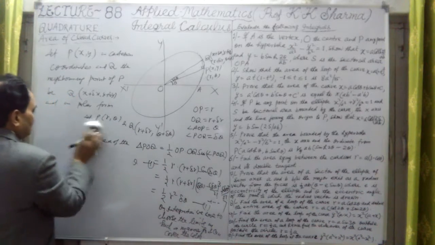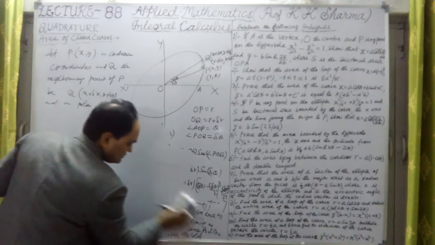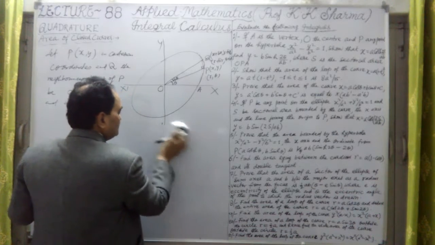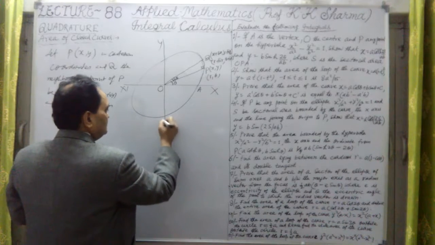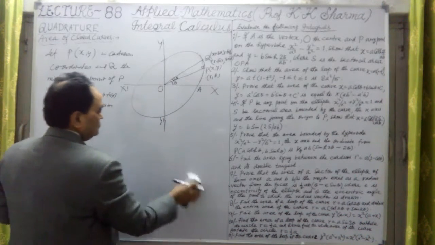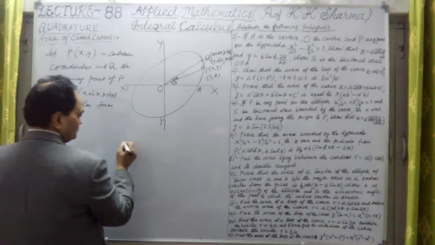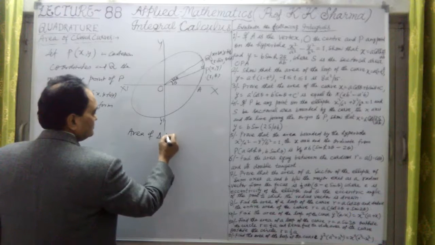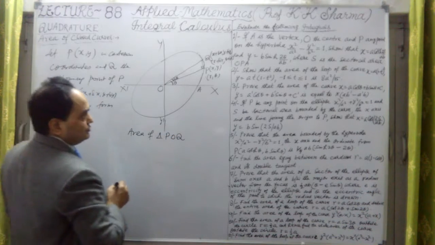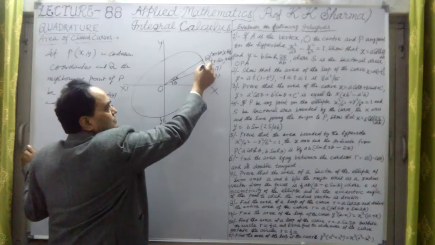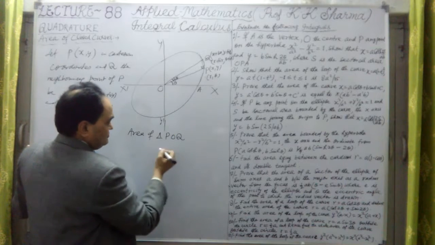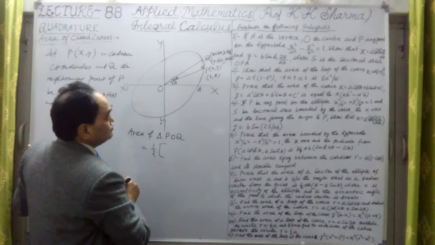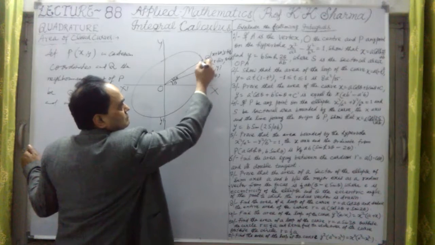Now, let me find the area in Cartesian form. We have to prove what the area of this closed curve in Cartesian form is, and how it is derived. So if I find the area of triangle POQ, again we join this and draw a perpendicular like this, and then we find the area, which we always carry out. So this is 1/2 into the area of this whole triangle.